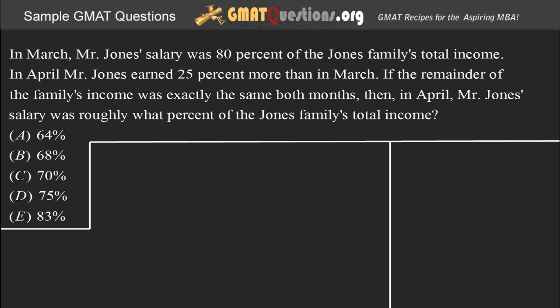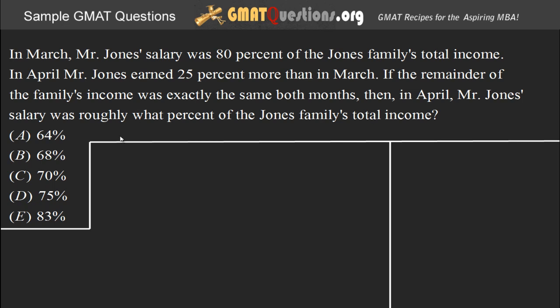Let's read the question. In March, Mr. Jones' salary was 80% of the Jones family's total income. In April, Mr. Jones earned 25% more than in March. If the remainder of the family's income was exactly the same both months, then in April, Mr. Jones' salary was roughly what percent of the Jones family total income?